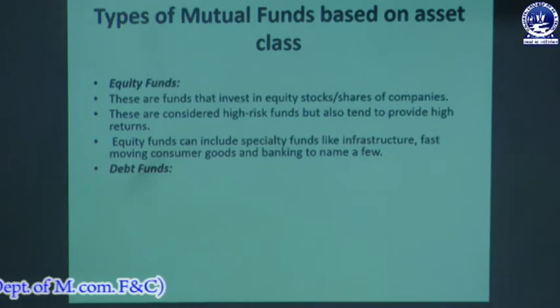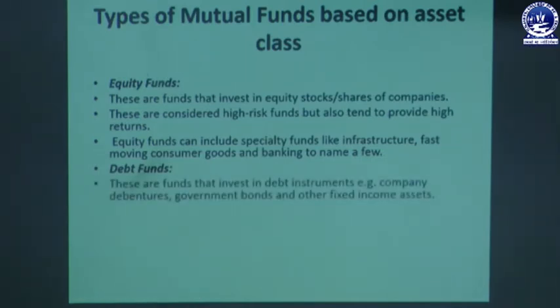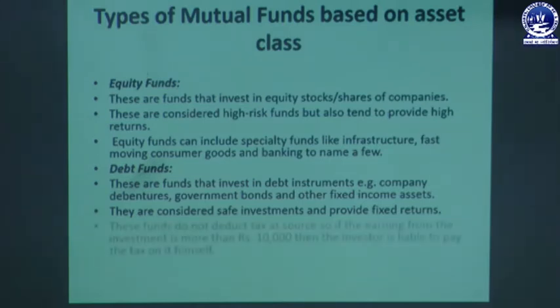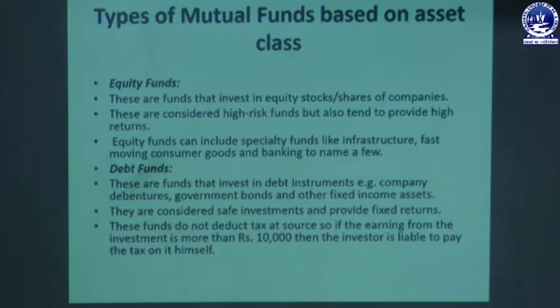If we see the next type, that is the debt funds, these are funds that invest in debt instruments, for example company debentures, government bonds and other fixed income assets, and they are considered safe investments and provide fixed returns. And these funds do not deduct tax at source. So if the earning from the investment is more than 10,000 rupees, then the investor is liable to pay the tax on it himself. So that is what the debt funds are.